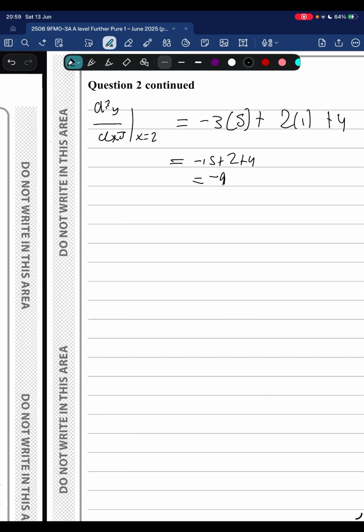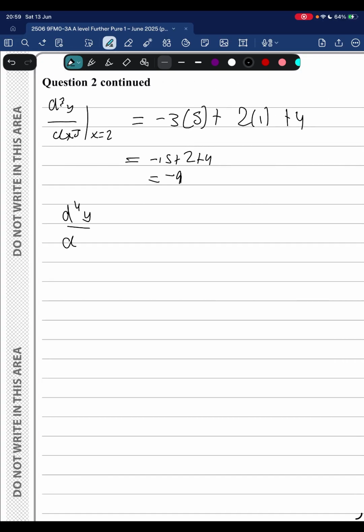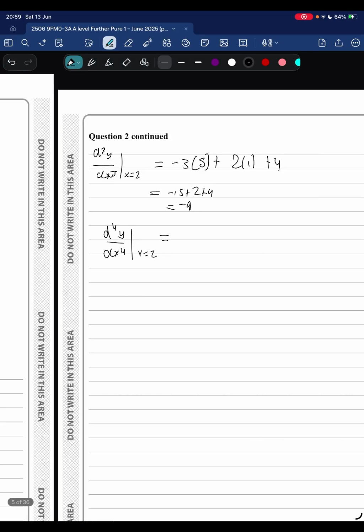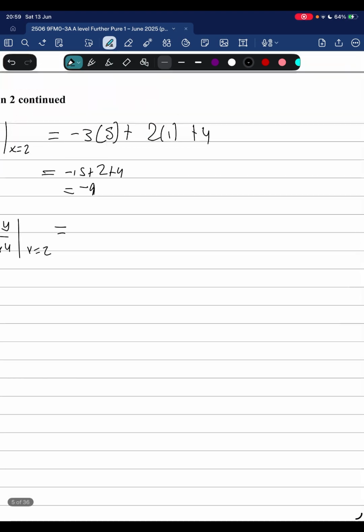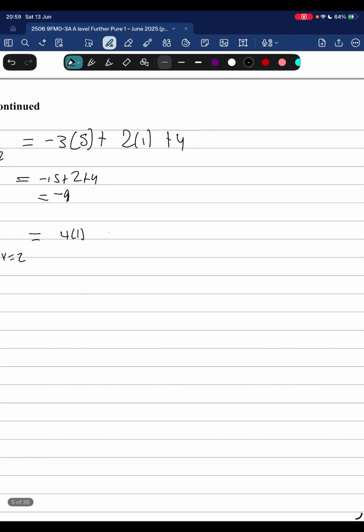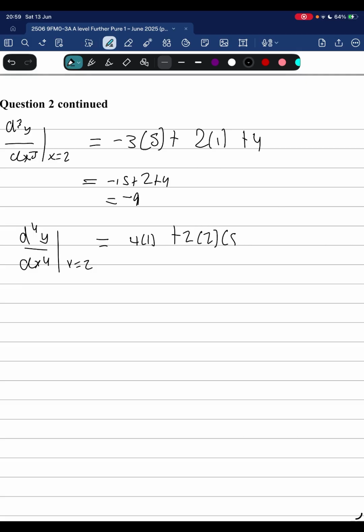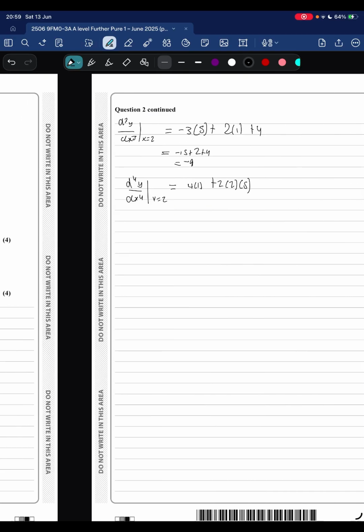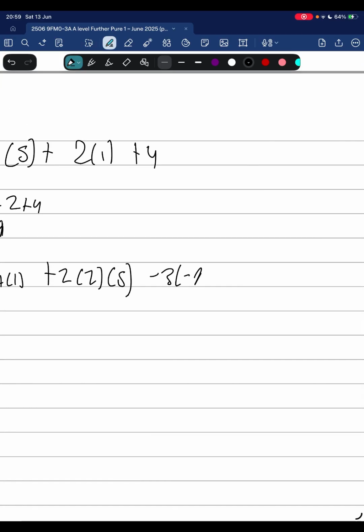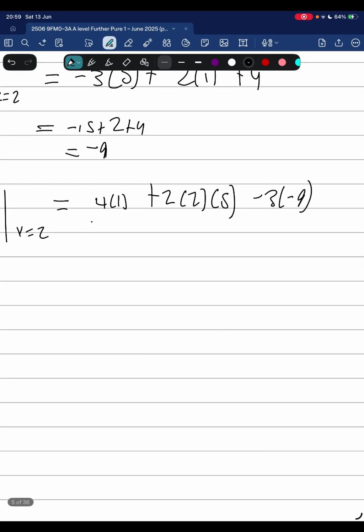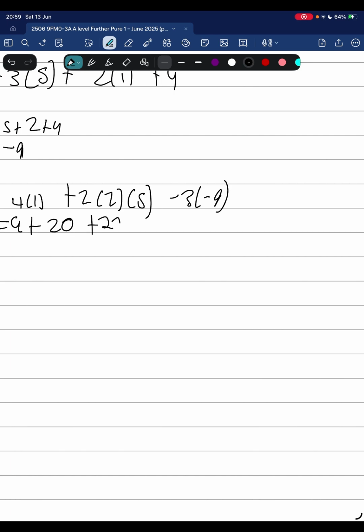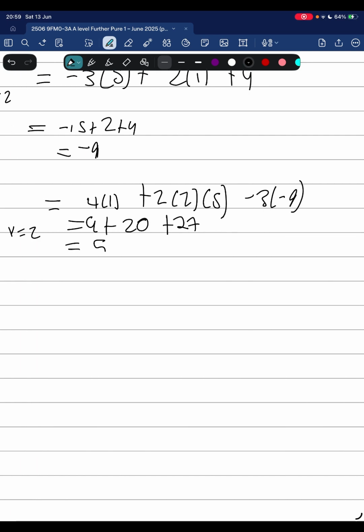So now for d4y by dx to the 4 when x equals 2, we have 4 times 1 plus 2 times 5 minus 3 times minus 9. And now it's going to be 4 plus 20 plus 27, which is going to be 51.